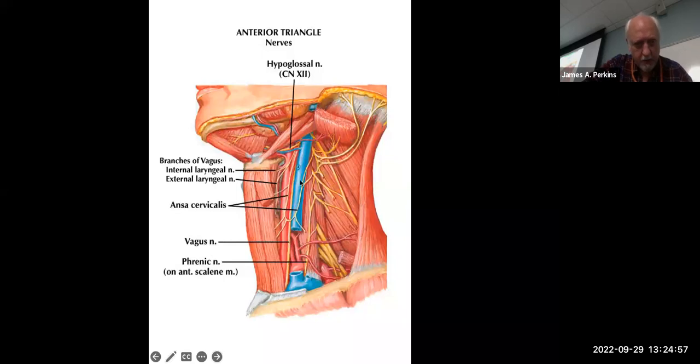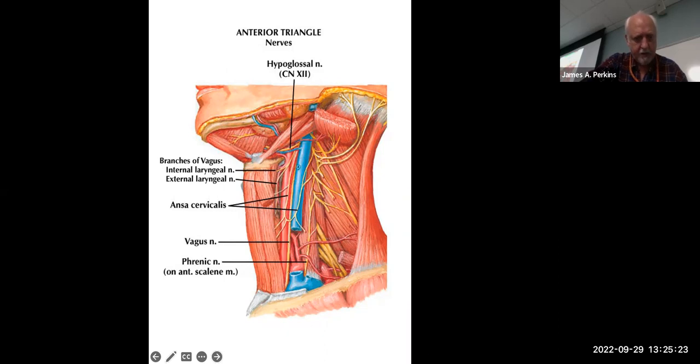The other part of the ansa cervicalis, the other side of the loop, is coming from C2 and C3 back here. So it's coming from C1 and C2 and C3, but they then join together to form this loop that dips down in the neck. And it usually sits right anterior to the carotid sheath. So anterior to internal jugular vein and the carotid arteries.